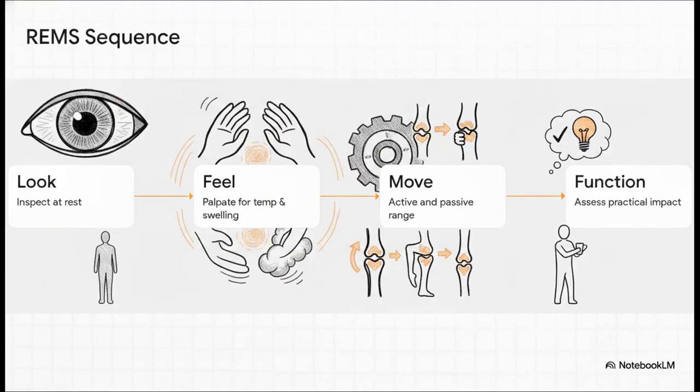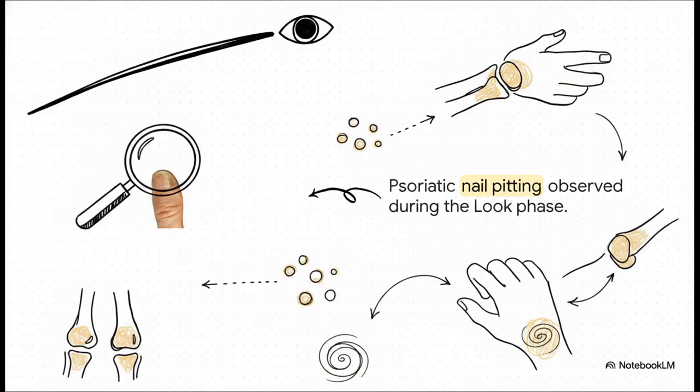And it doesn't matter which joint you're investigating. Elbow, hip, hand, whatever, you're going to relentlessly apply this exact 4-step sequence. Number 1, look at the joint at rest. 2, feel for temperature and swelling. 3, move it through active and passive ranges. And 4, assess its practical function. Look, feel, move, function.